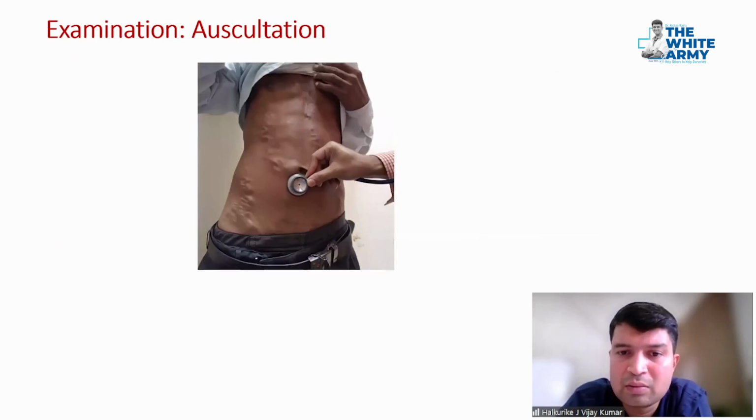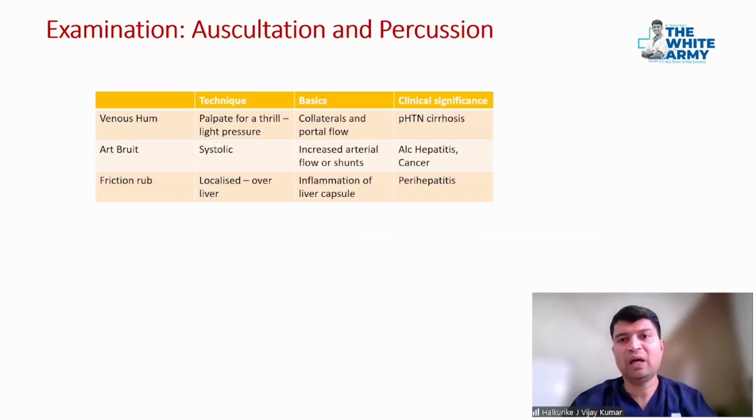This is where you can see around the umbilicus dilated veins, with the patient in the standing position, and auscultating his venous hum. So instead of just highlighting the causes where you see this bruit and rub, it is very important to know the techniques and why these things happen. See, venous hum is just an excess flow through the dilated veins. So before appreciating venous hum, we have to palpate for the thrill with light pressure. Because of collaterals in the portal flow, we see venous hum. What does it indicate? Venous hum indicates portal hypertension.